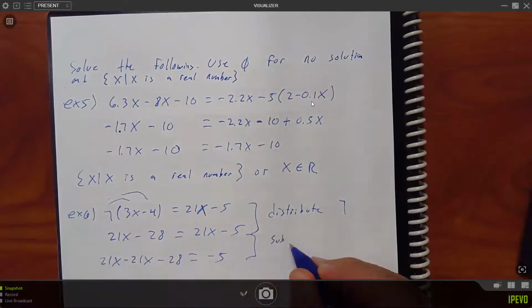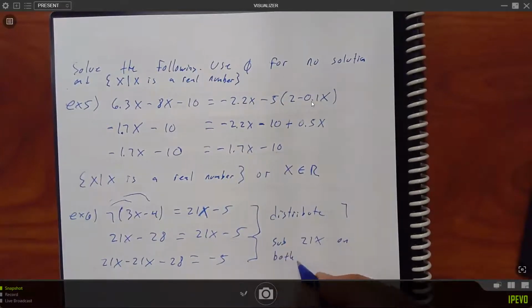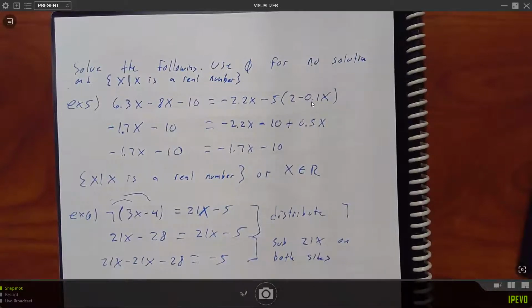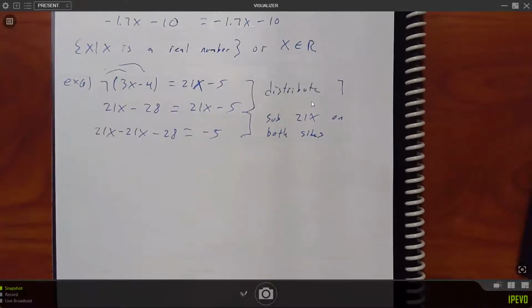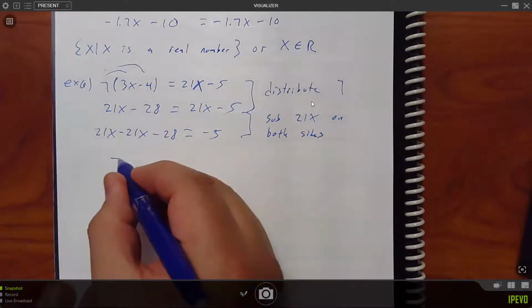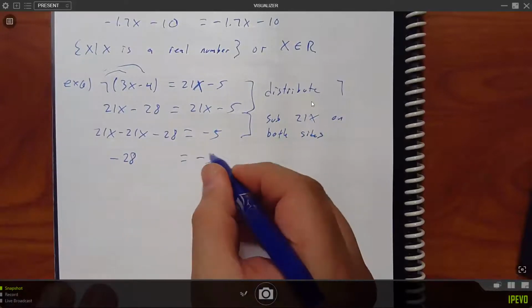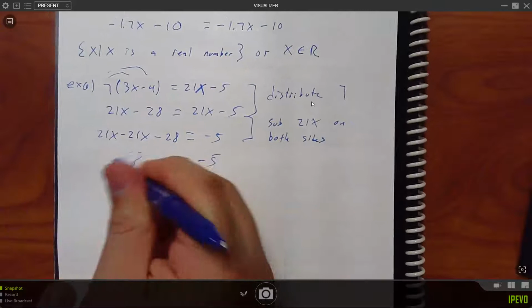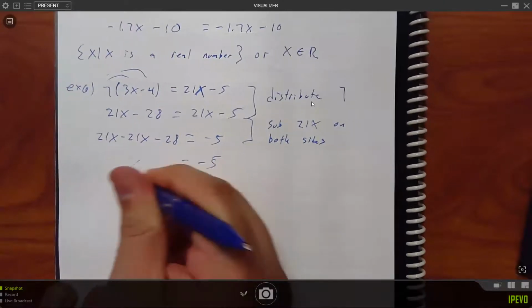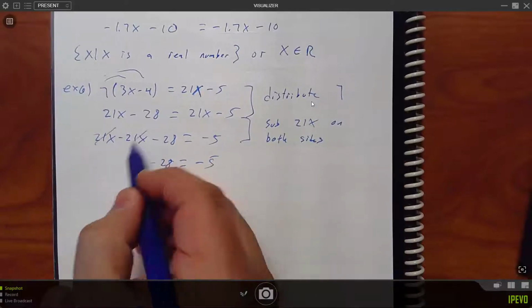So subtract 21x on both sides. So at that point, it's gone. You're going to get negative 28 equal to negative 5, right? Let's move it over there. These are gone, right?